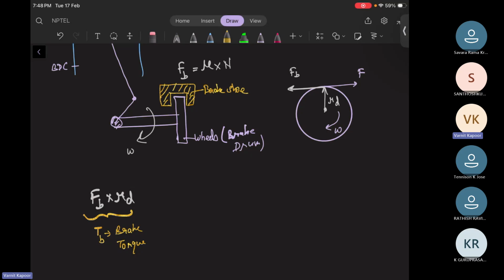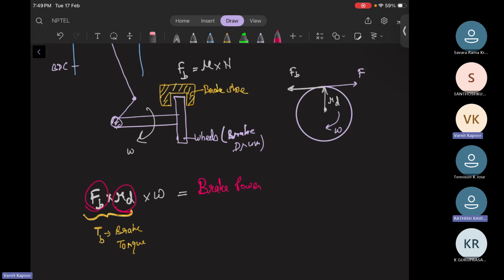You all might have done this experiment in your labs. You have a rotating motor and a drum attached to it, and counterbalance weights are there to stop the brake drum through a brake shoe. And you have a tachometer in your hand, a laser kind of device which reads the RPMs. So FB cross RD is your braking torque times your omega, which you get through your tachometer, finally giving you brake power.